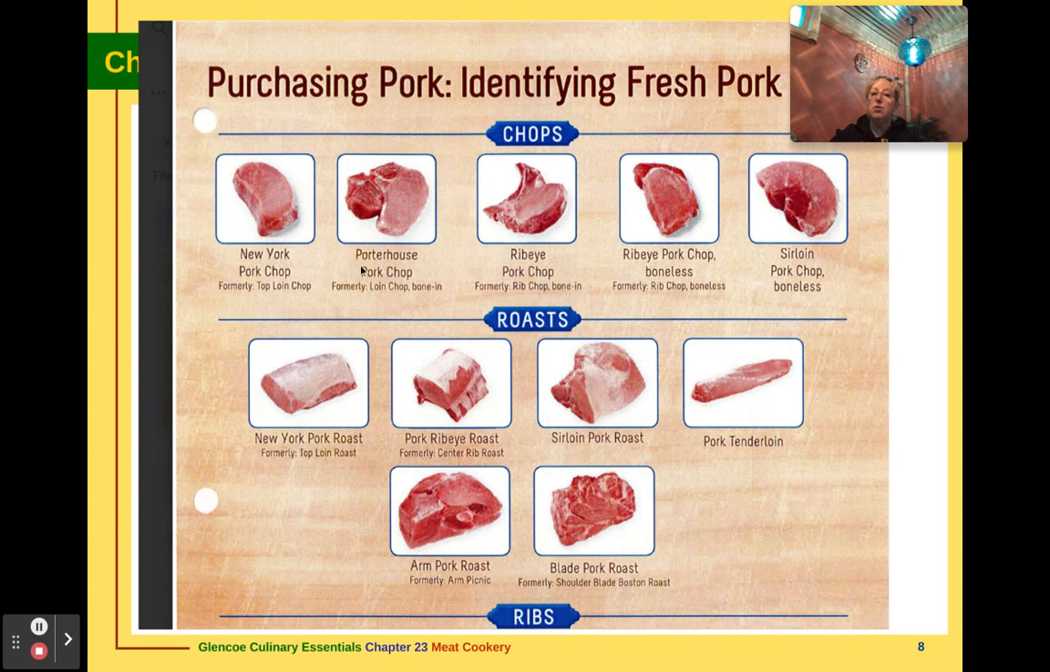The porterhouse pork chop, which we're going to talk about with beef as well, has a little bit of the tenderloin, and it also has the New York pork chop. The ribeye pork chop, boneless or bone in, and then you have a sirloin pork chop, which is generally leaner. Also at the store, you'll see a shoulder chop, which has a lot more marbled fat within it.